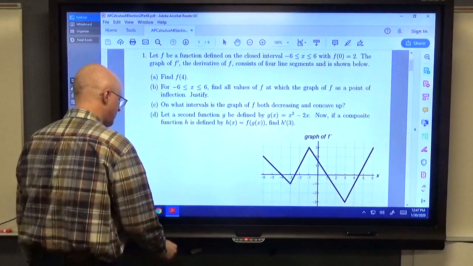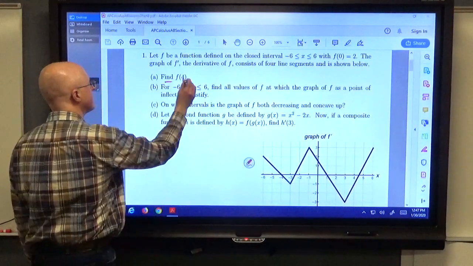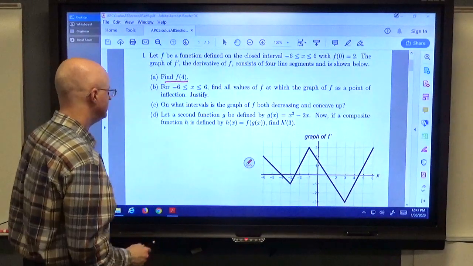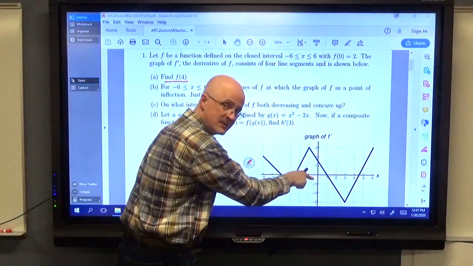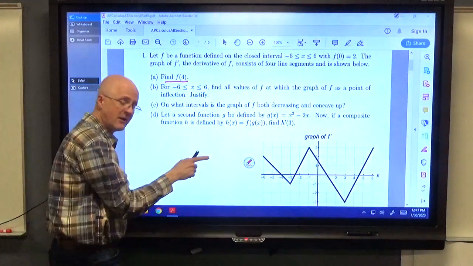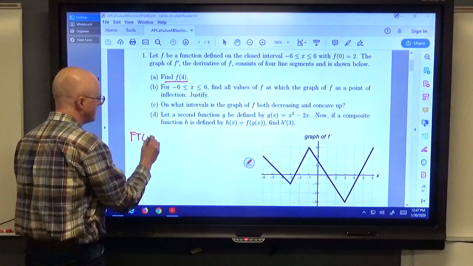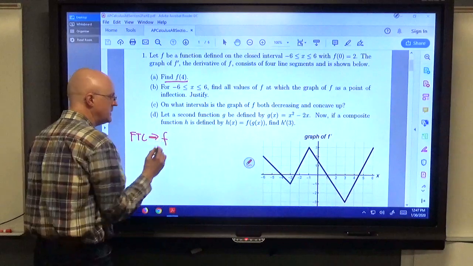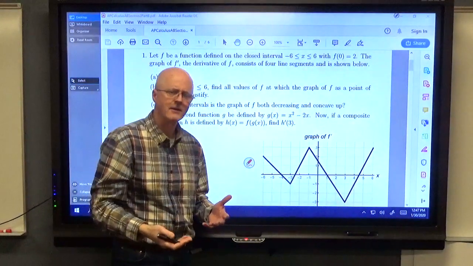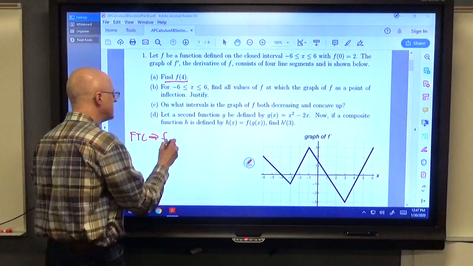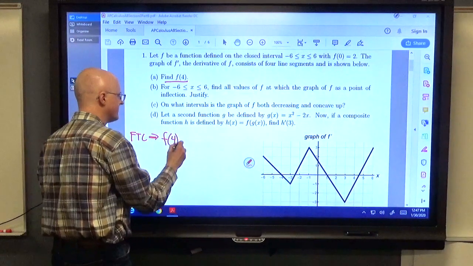Here we go. Part A, again, find f of 4. It's not the value of this graph at 4, but we do need to use that graph. The fundamental theorem of calculus, which we usually use to evaluate definite integrals, here we're sort of switching it around. We're using it to find the change in a function.